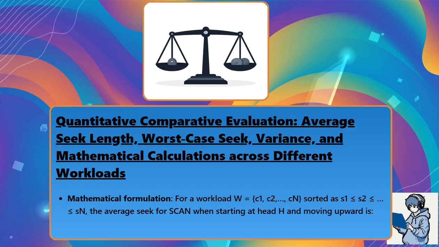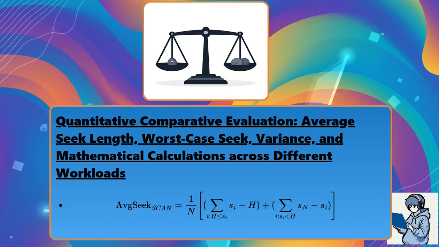Mathematical formulation. For a workload W, the set of C1, C2, ..., Cn sorted as S1 less than or equal to S2 less than or equal to Sn, the average seek for SCAN when starting at head H and moving upward is average seek sub SCAN equals 1 over n times [ (sum over i where H less than or equal to Si of (Si minus H)) plus (sum over i where Si less than H of (Sn minus Si)) ].